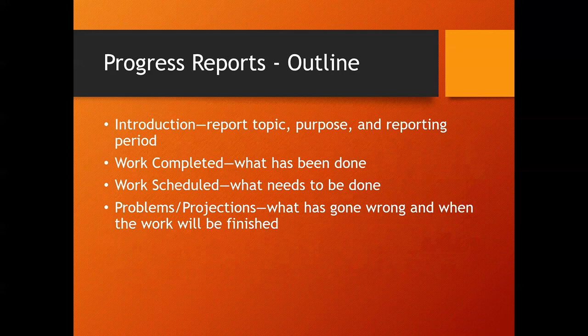We need to know what has been done and what has yet to be done. So we say, this is what has been completed thus far. This is what is left to do. After that section, you typically put problems or projections. What has gone wrong? What do we foresee going wrong? How is everything going in the long run?